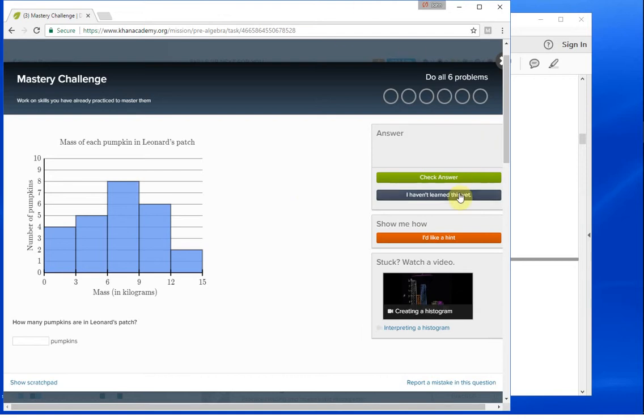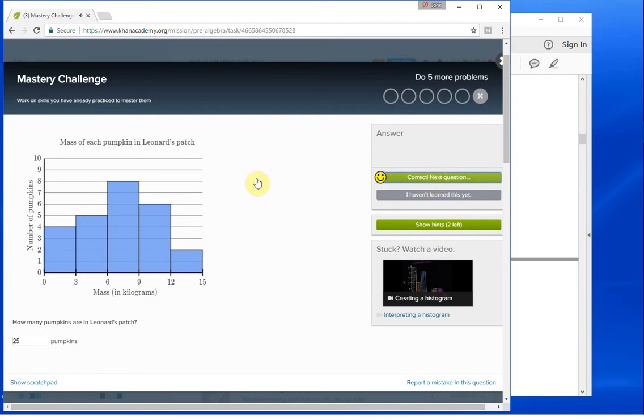Now, I'm just going to go ahead and miss a bunch of problems, and you're going to see what's happened. So the mass of each pumpkin in Leonard's patch. How many pumpkins are in Leonard's patch? Okay, I'm going to say 4. Okay, and, oh, I was wrong, so I get this X. So now they're not going to let me go until I answer correctly. So I got, what, 4 plus 5 is 9, plus 8 is 17, plus 6 is 23, plus 2 is 25. Okay, 25. Okay, thank God, they're satisfied.